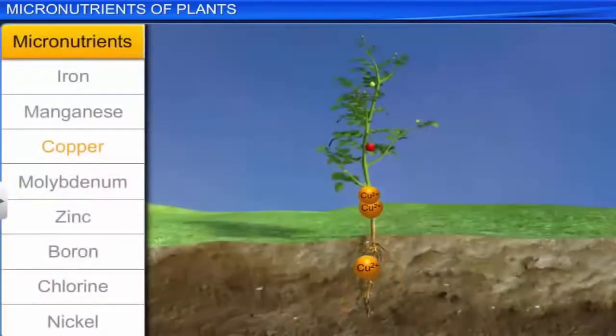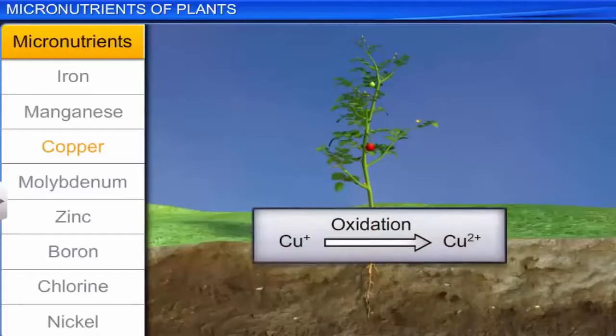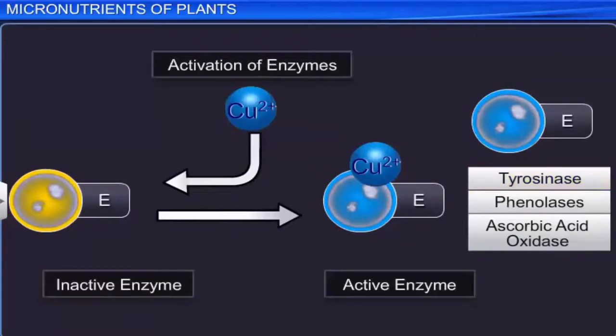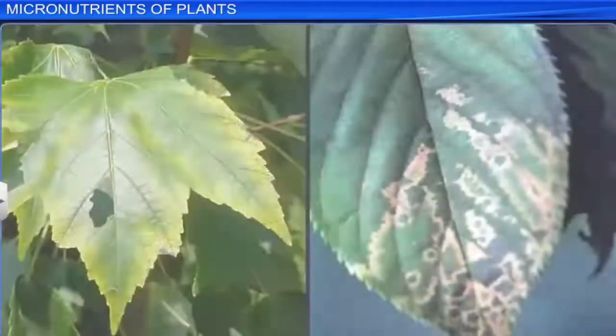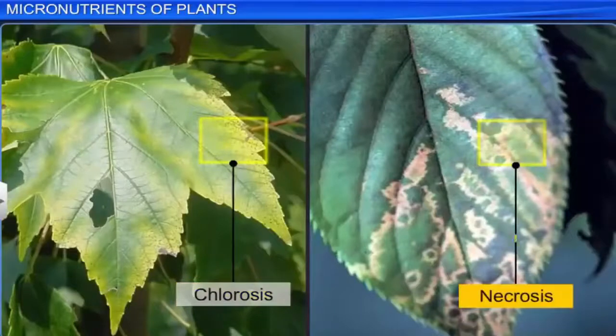Copper is another trace element absorbed from the soil. It is absorbed as cupric ions. It is reversibly oxidized from Cu+ to Cu2+. It activates enzymes like tyrosinase, phenolases, and ascorbic acid oxidase. Deficiency symptoms include chlorosis of leaves followed by necrosis.